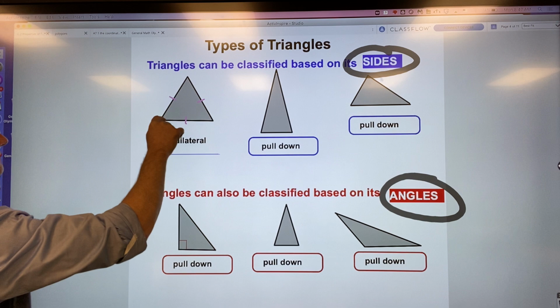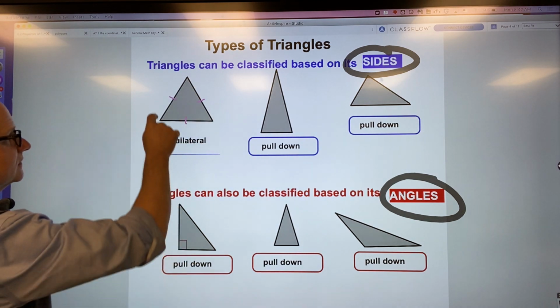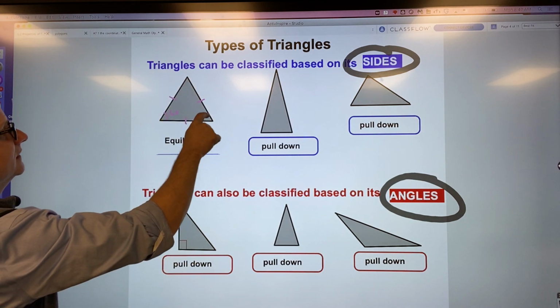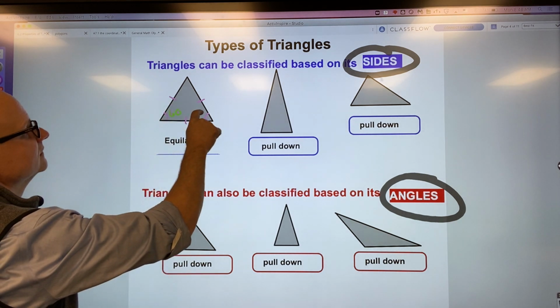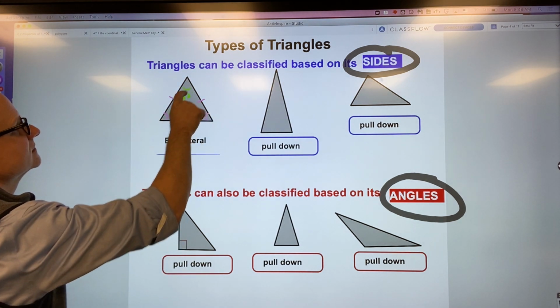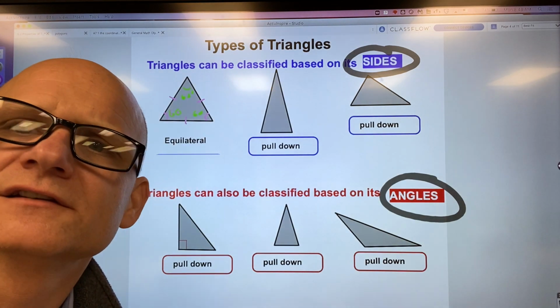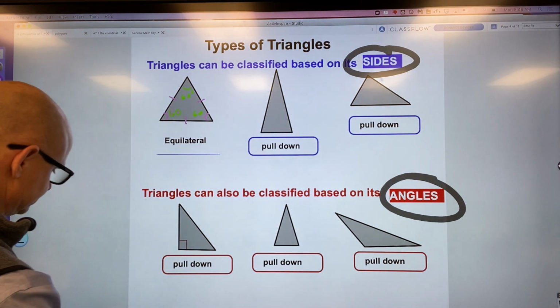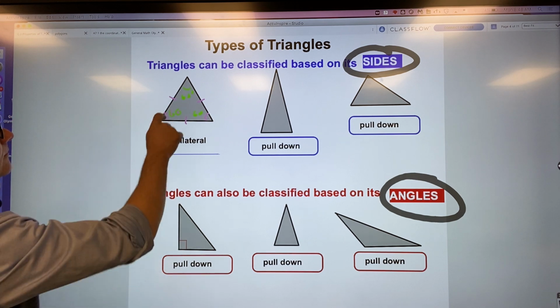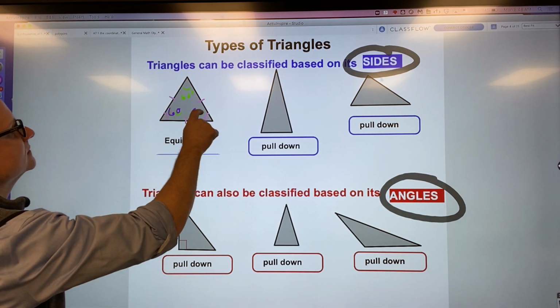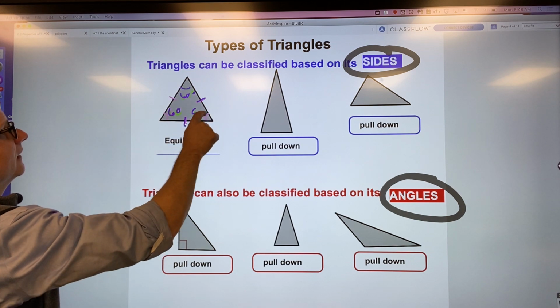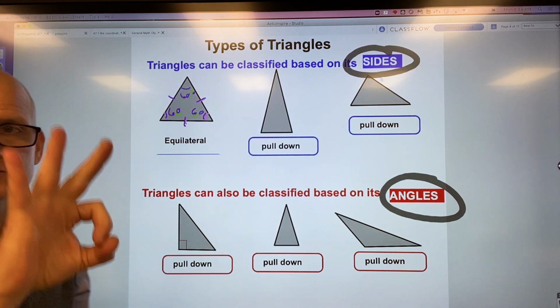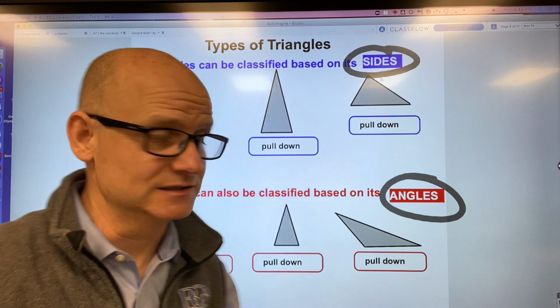Well, if all three sides equal, guess what also equals? All three angles. Each one of these angles is 60, let me change the color here so you guys can see this, 60, 60, 60 degrees. I don't know if you guys can see it that well or not. Probably not. There you go, 60, 60, and 60 degrees, okay? So in an equilateral triangle, all three sides equal and all three angles equal.